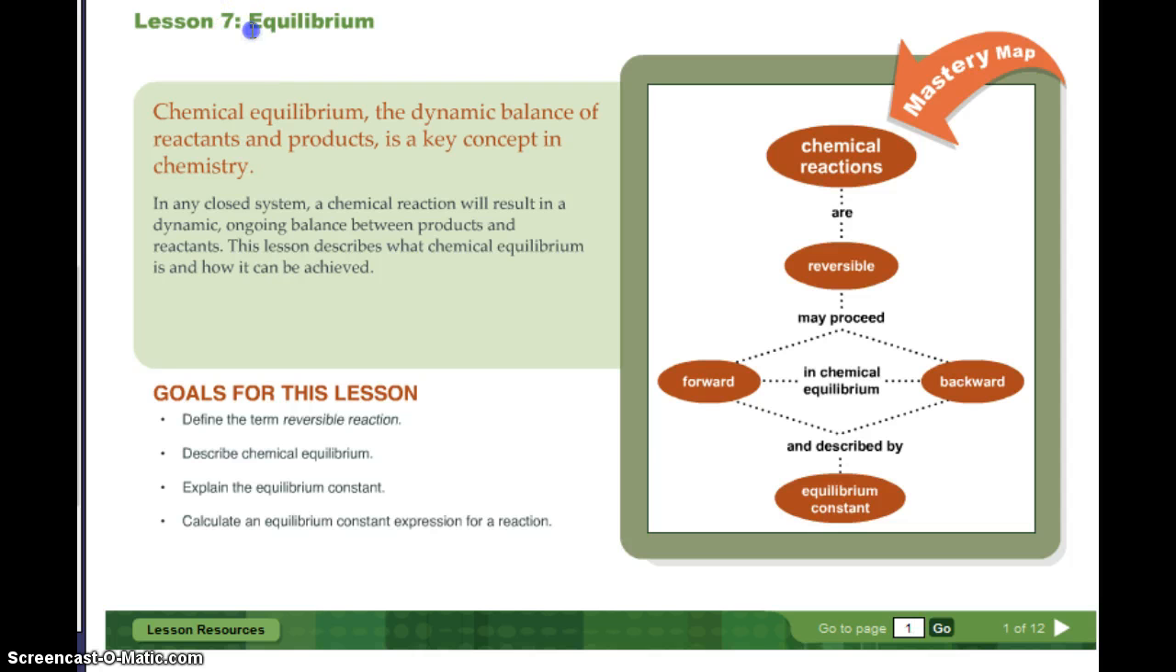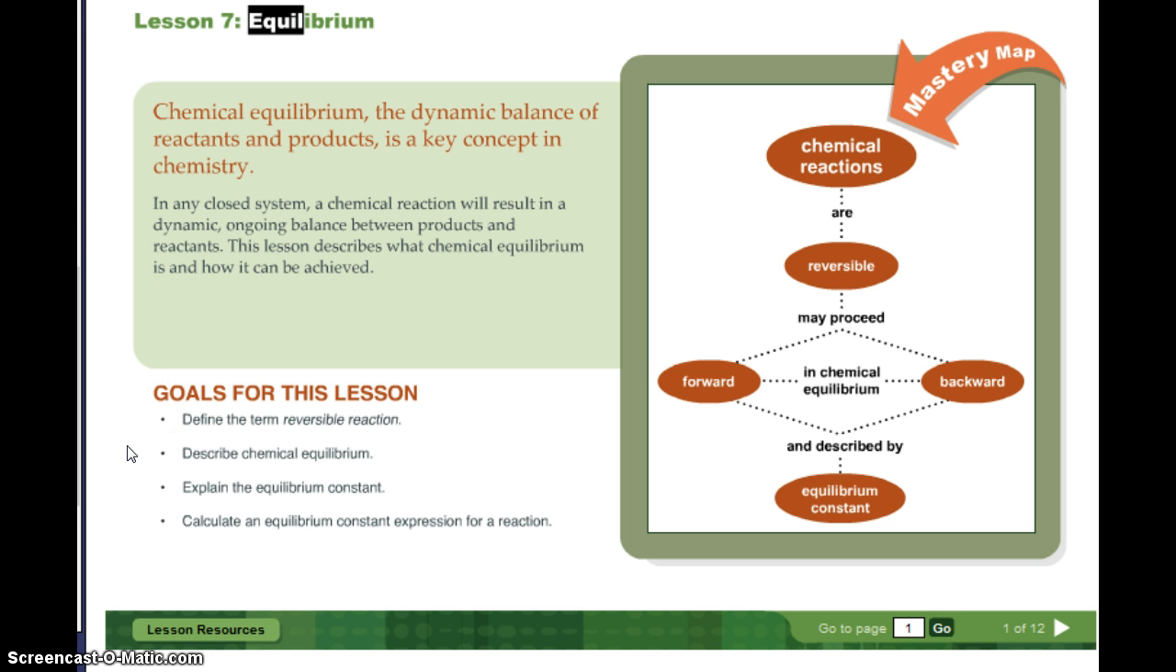And so hopefully you notice the word part, the equi, or equal, as in equal. In any closed system, a chemical reaction will result in a dynamic, ongoing balance between products and reactants. In other words, we don't just have the reactants turn into the products, boom, you're done. They can actually go back and forth. This lesson describes what chemical equilibrium is and how it can be achieved.